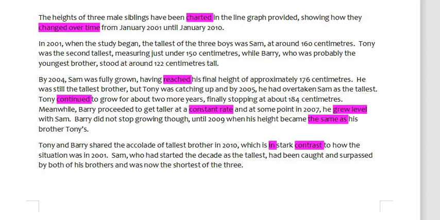And here I've highlighted the vocabulary used to describe how the data behaves in the graph. Charted, changed over time, reached, continued, constant rate, grew, level, the same as, and in contrast. Please just notice the phrase the same as. It's not as same as, or the same with, or the same like. It's the same as. This is a fairly simple phrase, but I hear a lot of people make mistakes with it.